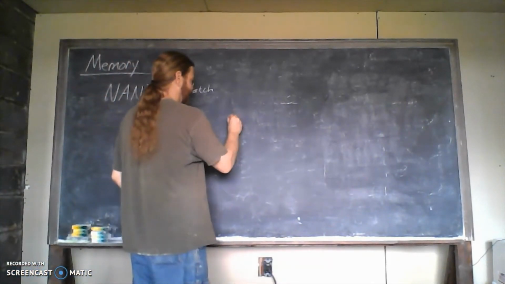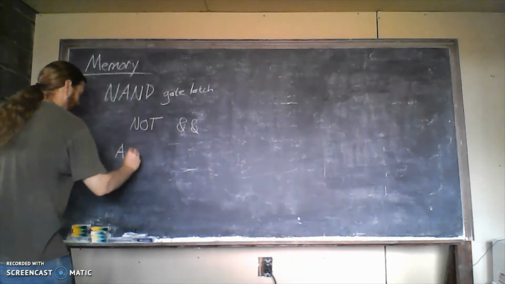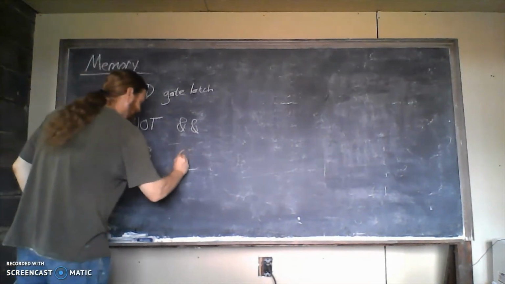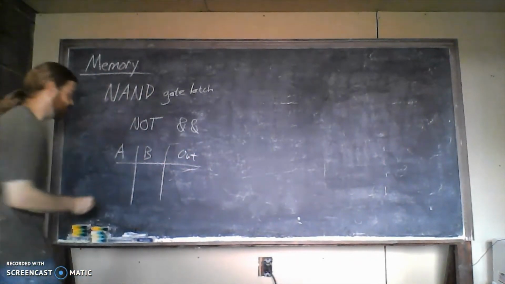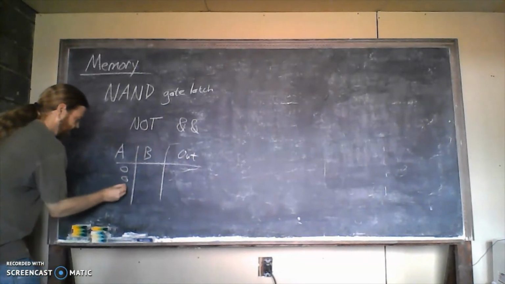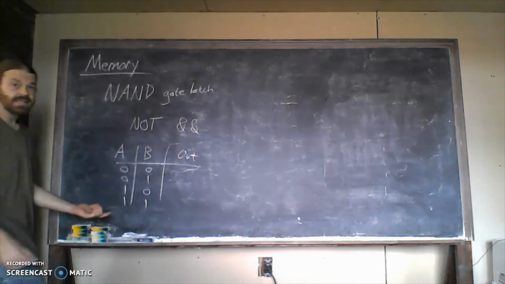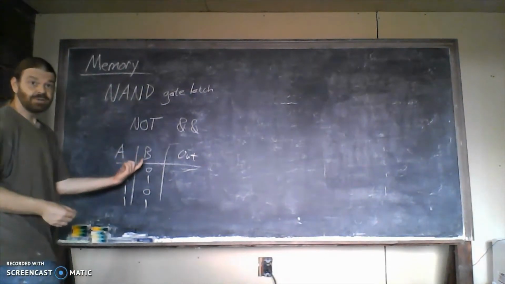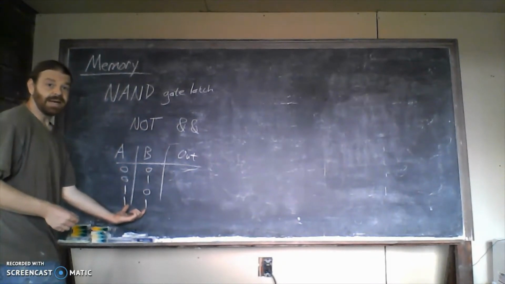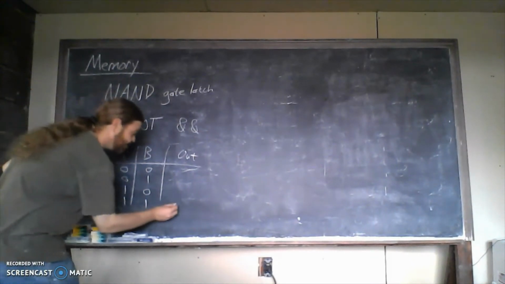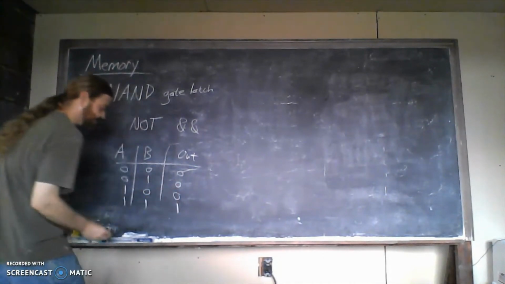I'll do our truth table real quick, just a quick refresher on what not and means, what NAND is. An AND gate means they're inclusive. So our inputs could either be off or on, and there's all our combinations. So AND is inclusive. The only way we get an on at the output is if both inputs are on. Anything else will be off.